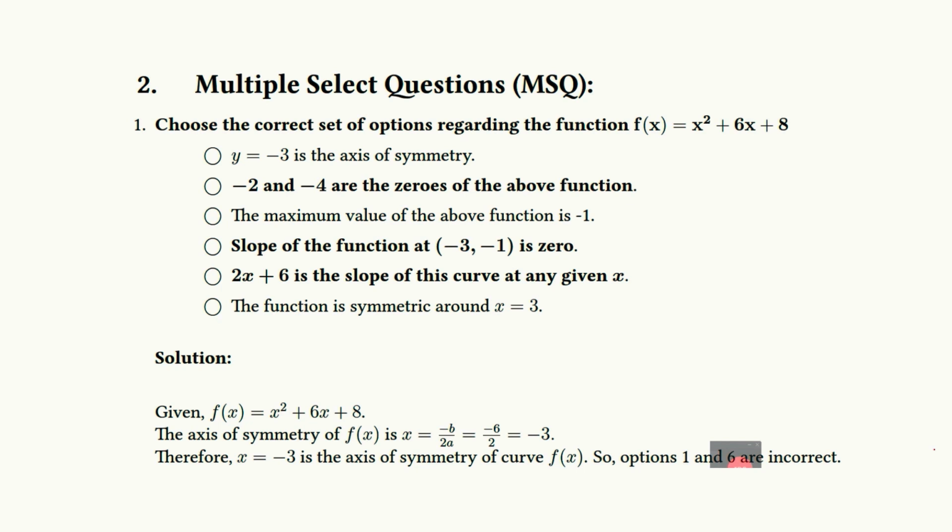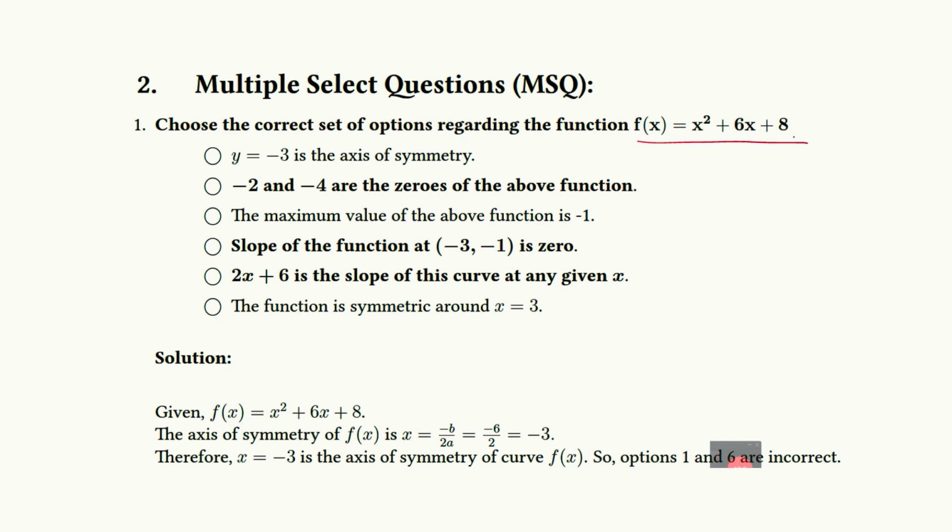Now let's come to the multiple select questions. First question. Choose the correct set of options regarding the function f of x is equals to x square plus 6x plus 8. See, we have the function f of x is equals to x square plus 6x plus 8. Let's go through the options.